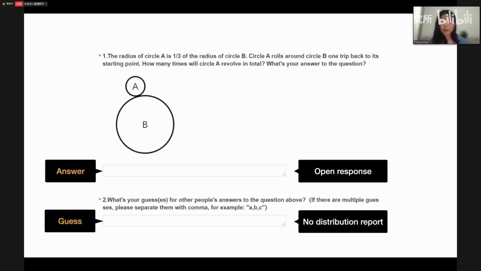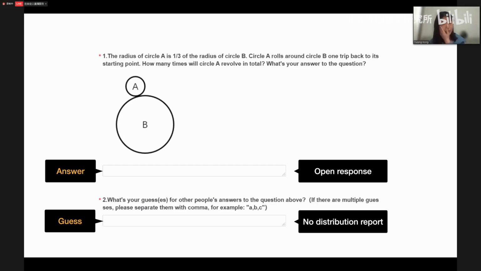Okay, so go back to that math problem. We ask the student this math problem, we ask them their answer, and this is an open response question, so we do not provide them any options. They can answer whatever they want to answer. And the point is, we also ask them, what is your prediction for other people's answer? In such case, they can actually provide multiple predictions.